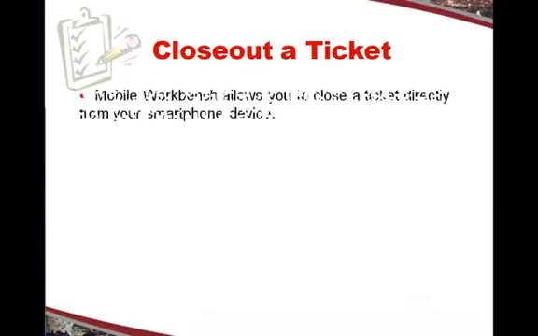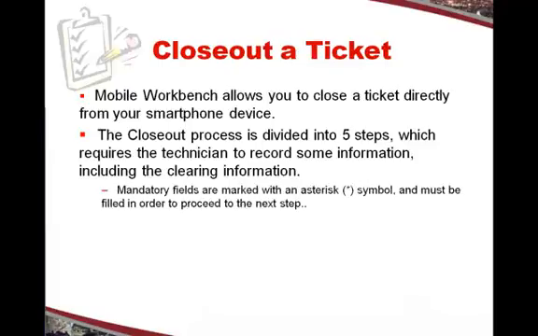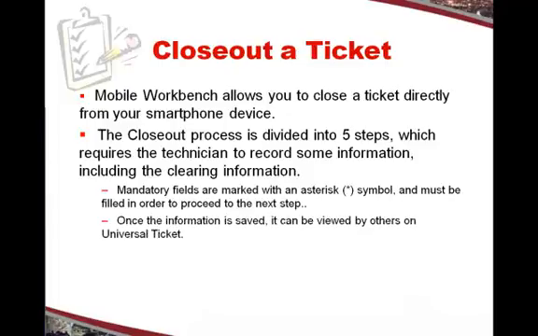Closing a ticket. Mobile Workbench allows you to close a ticket directly from your smartphone. The closeout process is divided into 5 steps, which requires the technician to record some information, including the clearing information. Mandatory fields are marked with an asterisk symbol and must be filled in order to proceed to the next step. Once the information is saved, it can be viewed by others on Universal Ticket.